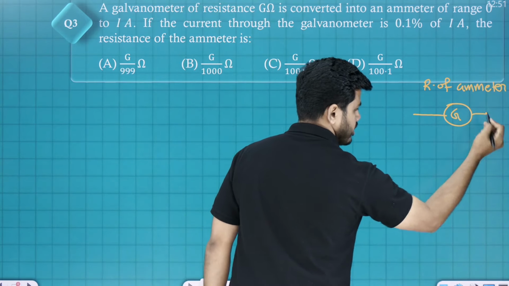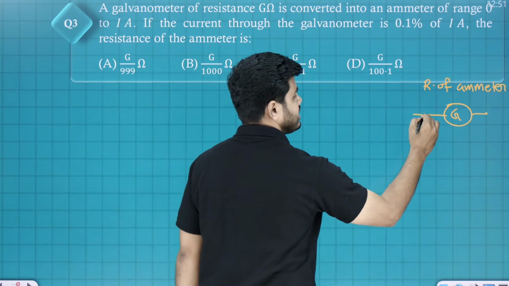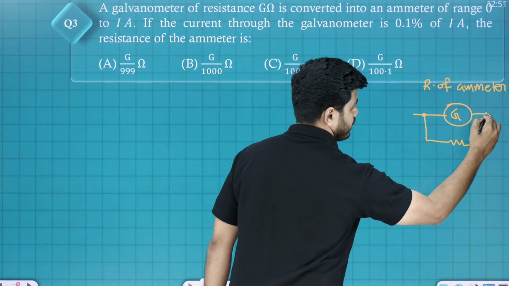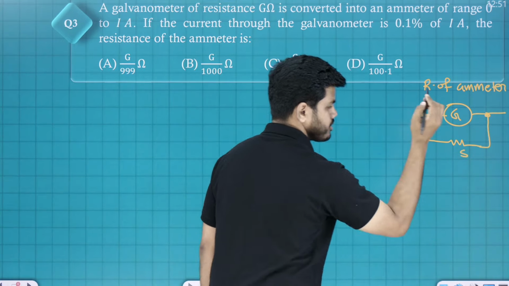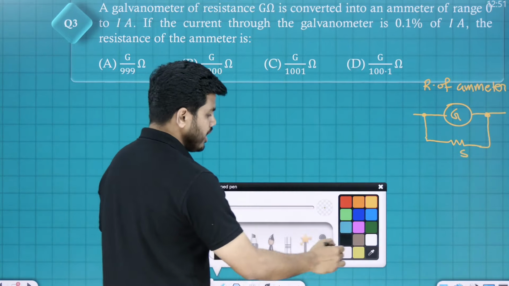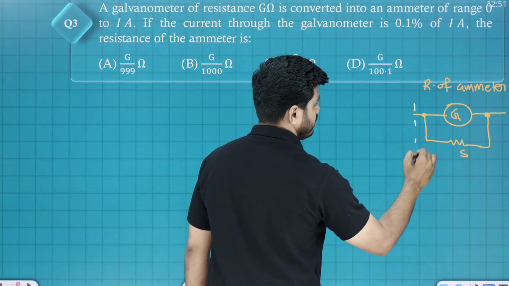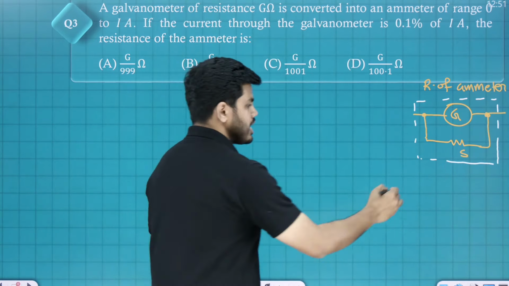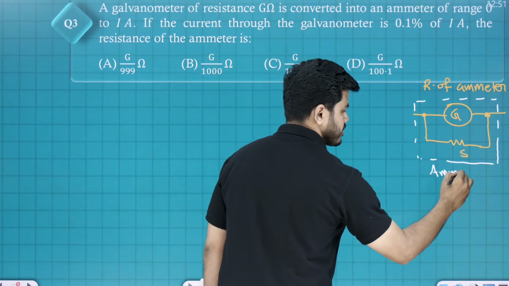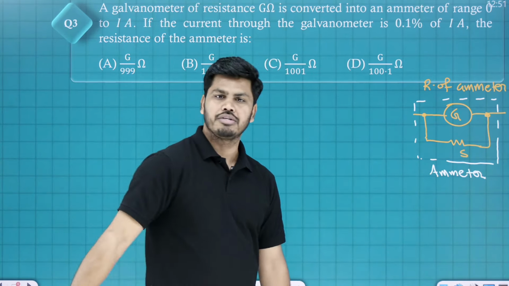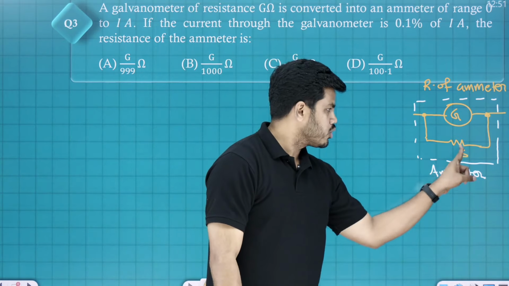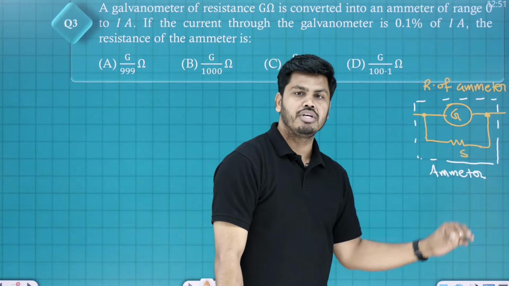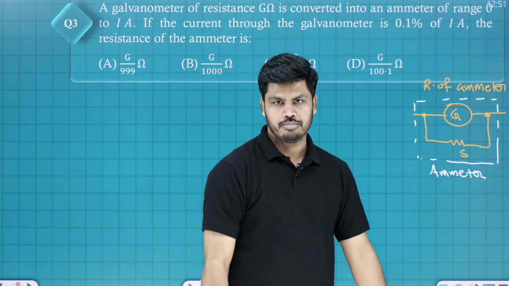A galvanometer can be converted to an ammeter by connecting a shunt in parallel, right? A shunt in parallel. This is S. So that whole device now is called an ammeter. See, this is an ammeter. So this ammeter will have some resistance. How will you calculate the resistance of that ammeter? Resistance of the ammeter is the equivalent resistance of the parallel combination of galvanometer and the shunt together.